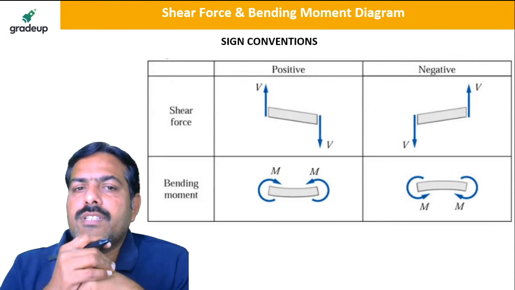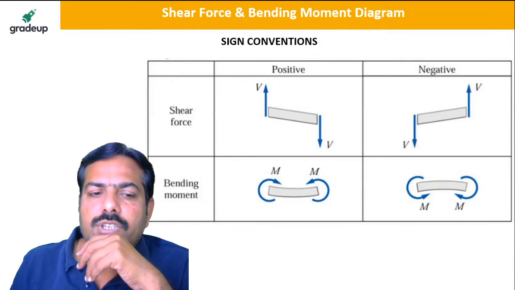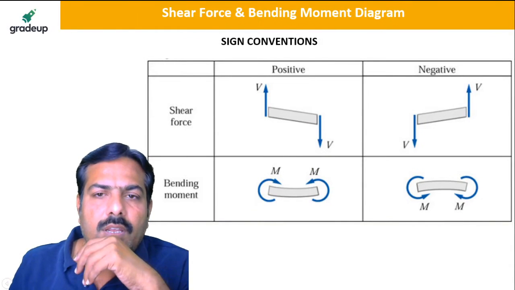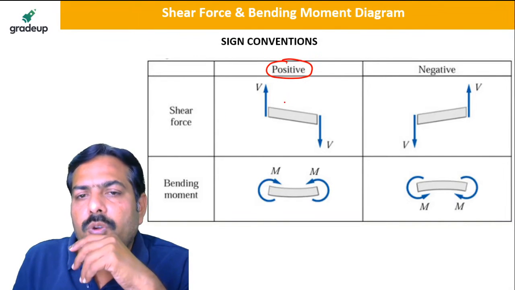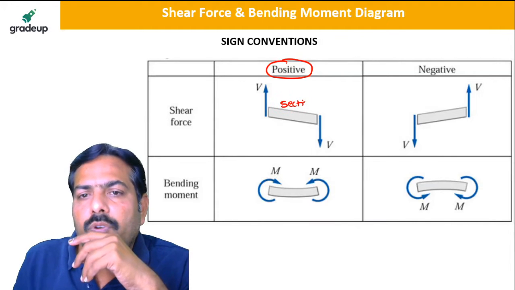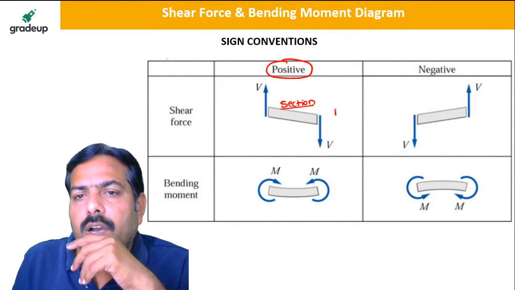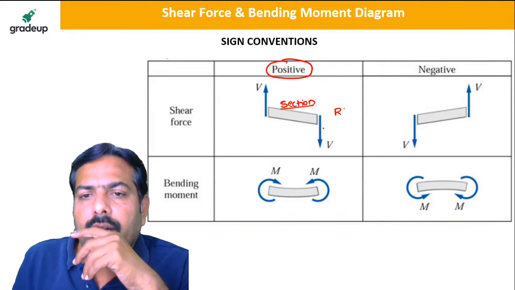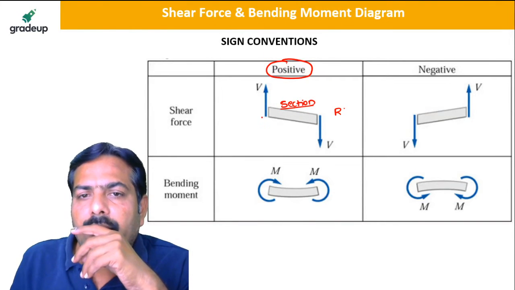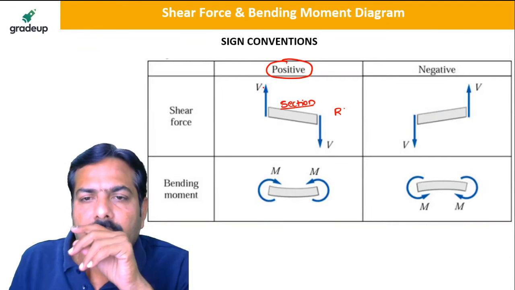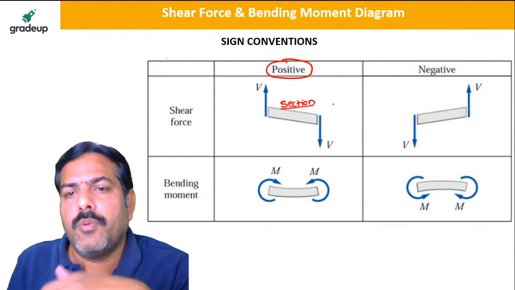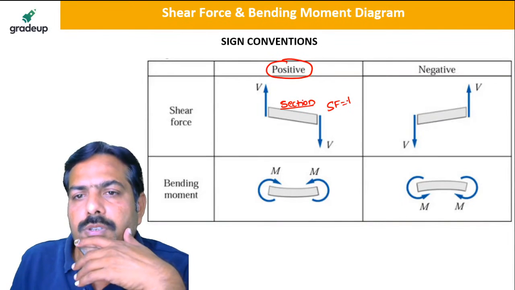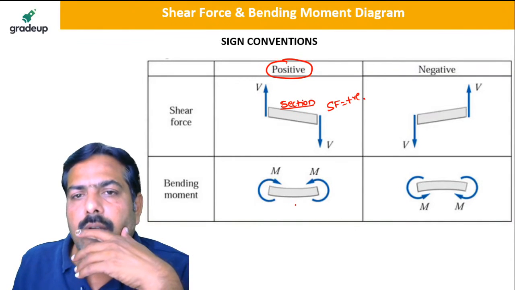Now the sign conventions. The shear force is positive if you take the right side of the section downward and the left side of the section upward. This is the section. Then the shear force is positive.